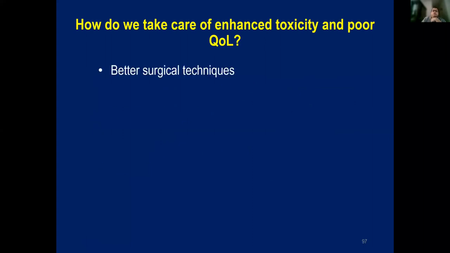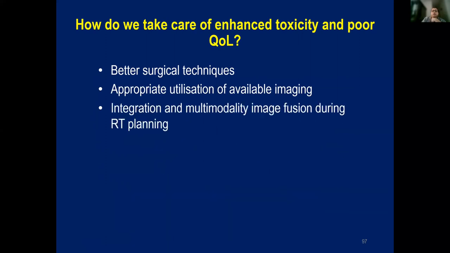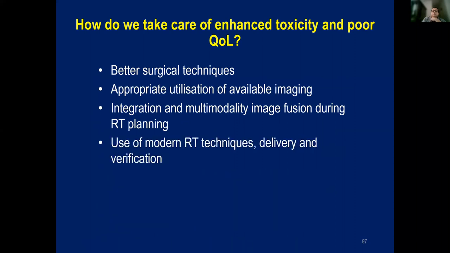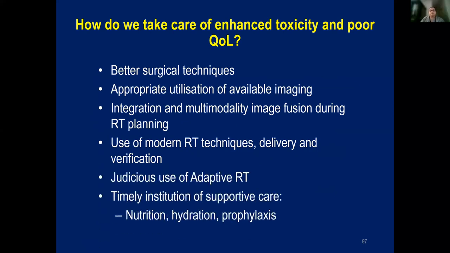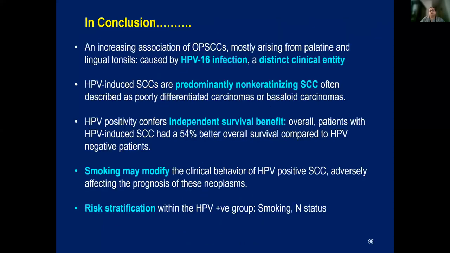Another important thing is that we need to take care of the enhanced toxicity and poor quality of life. This could be by better surgical techniques, appropriate utilization of available imaging, integration and multimodality, especially image fusion during RT planning, use of modern radiotherapy techniques, judicious use of adaptive radiotherapy, timely institution of supportive care, especially nutrition, hydration, and prophylaxis.